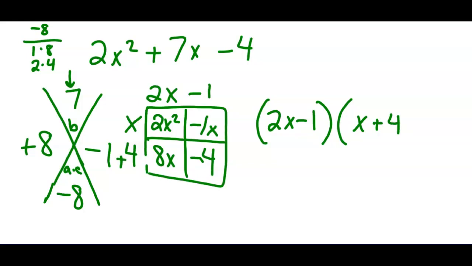Can you do the opposite, like 2x plus 1, x minus 1? No, because then 2x, if this was a -4, that would be a -8x, and it has to be a positive 8x. You see that? So that's how you check to make sure you have the correct signs with the correct numbers. Sometimes, yes, you can do that, but not in this case.